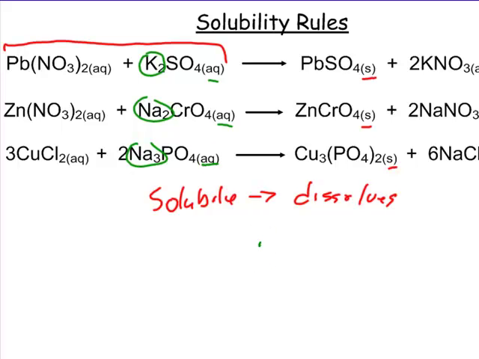So it could be cesium bromate or something like that. Okay? It could be something like cesium, or we could have lithium oxide. It doesn't matter what it's attached to. If you have an alkali metal, that will be a soluble compound.